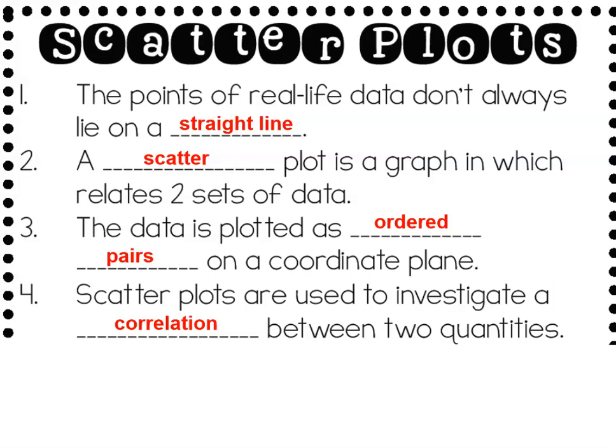So here are some things you need to know about scatter plots. When you plot the data, it doesn't always lie on a perfectly straight line. Sometimes they're scattered around the plot. But they always compare or relate two sets of data. The data is plotted as ordered pairs, and then those points that are scattered around the plot are used to investigate a correlation or an association between the two quantities.